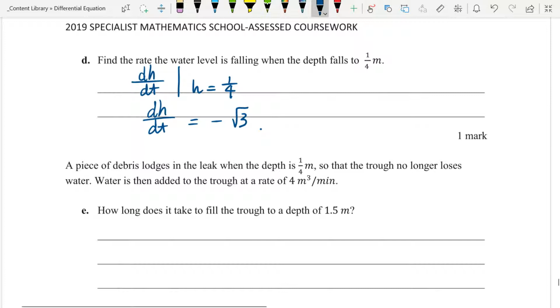You won't say this is a positive root 3 directly. You say the water is falling at a rate of root 3 meter cubed per minute. I can't remember which paper I was marking, but I saw some students directly write negative root 3 equals root 3. I know you're trying to answer with a positive rate of change, but you can't just directly change negative root 3 to root 3. So, the rate of decreasing.